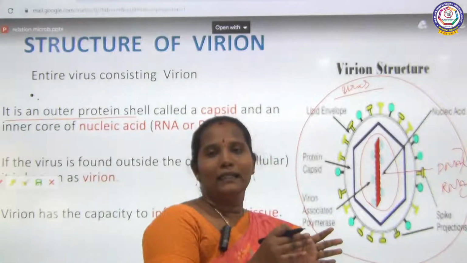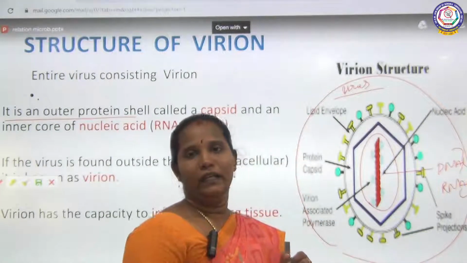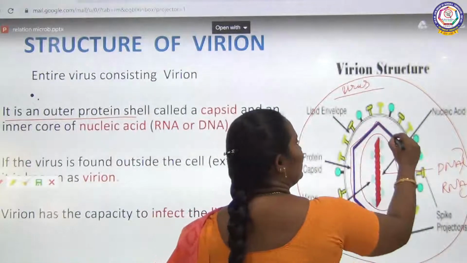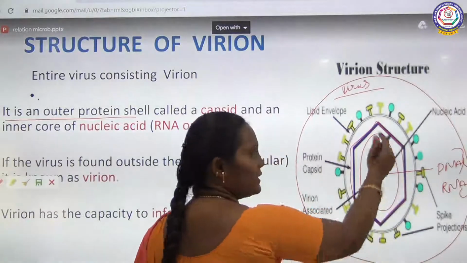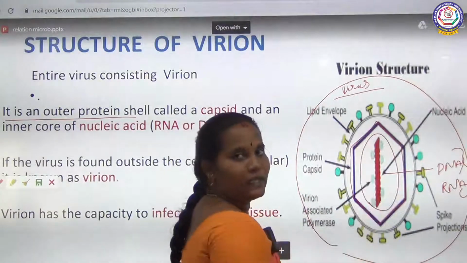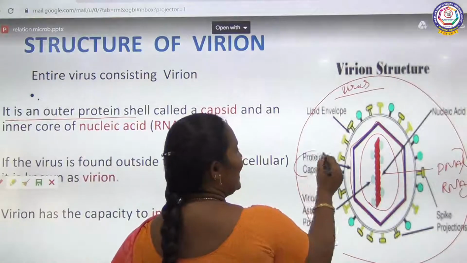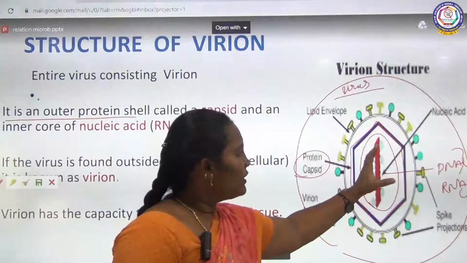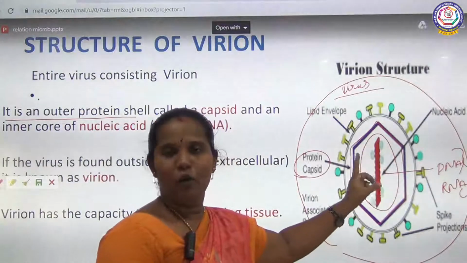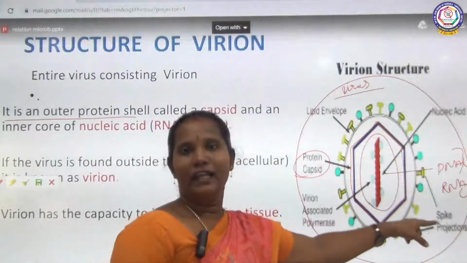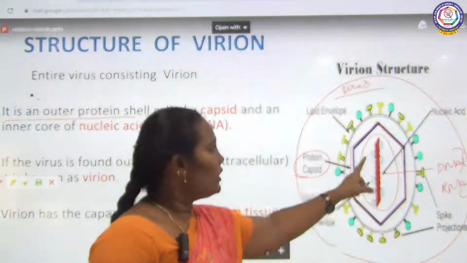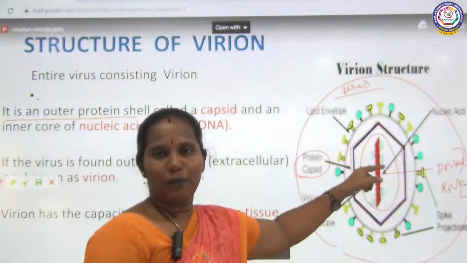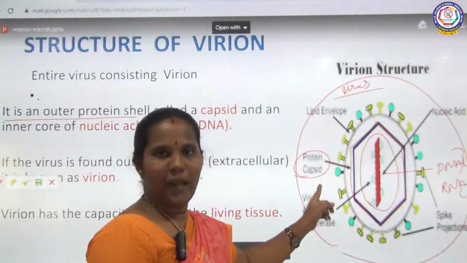This core particle is covered with protein. This protein coat is called the capsid, C-A-P-S-I-D. The center part is called the core particle, which is either DNA or RNA. This core particle is covered with the protein cover, and the protein coat is called the protein capsid.